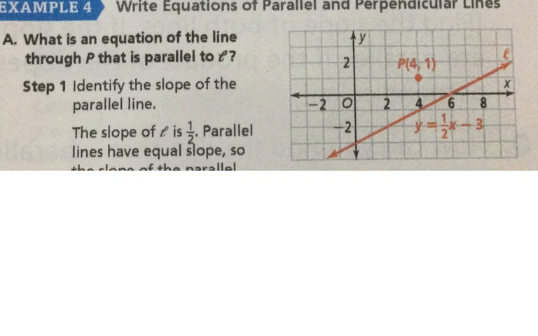So this is my point, 4, 1. So that means this is my x1, y1, because that's my first ordered pair. And then again, my slope has to be 1/2. So that is my m. So I have y minus y1, which is 1, equals m times x minus x1.